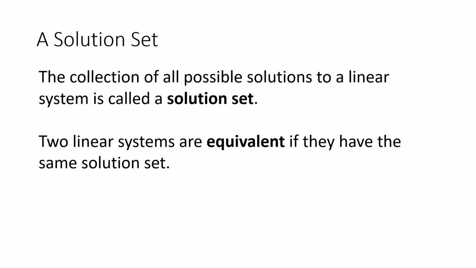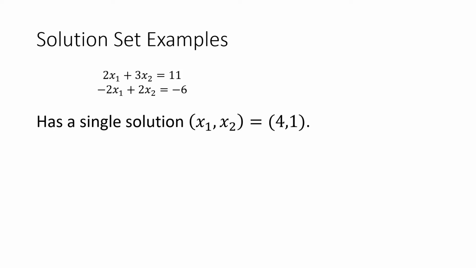Two linear systems are called equivalent if their solution sets are the same. So let's see what this means. Here's a solution set example. In fact, you might recall that in the previous lecture, we saw this exact system of linear equations, and it was solved out using some of the techniques for solving systems of linear equations. We saw that this has a single solution.